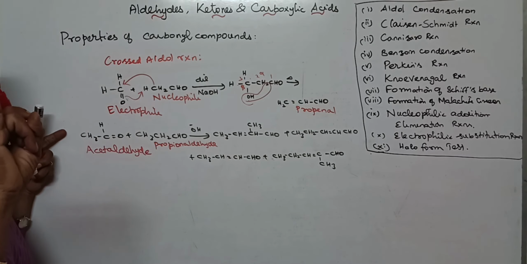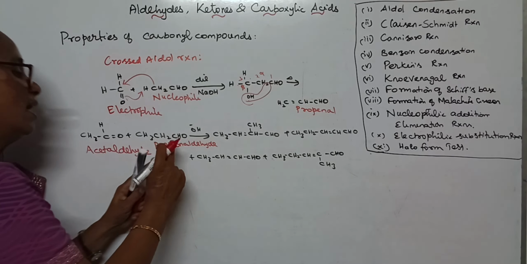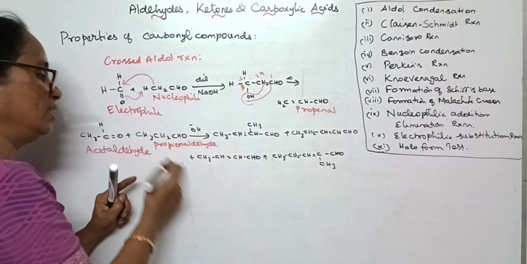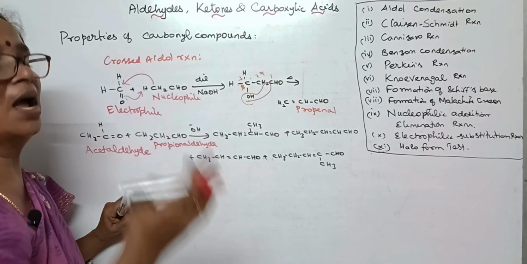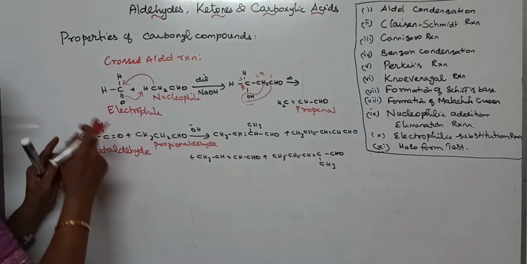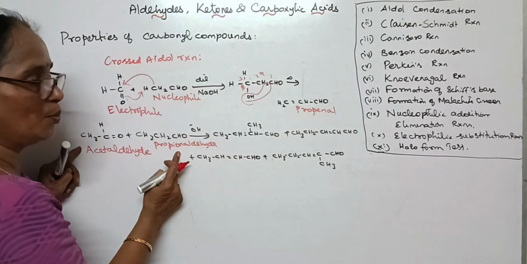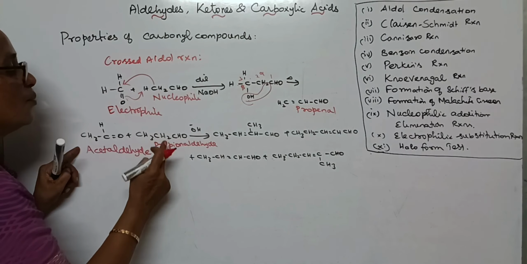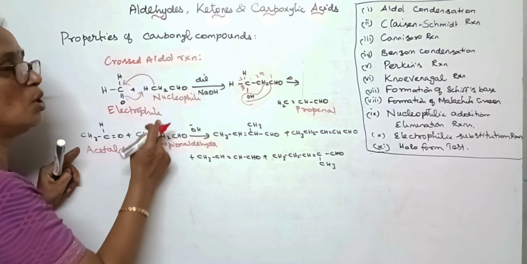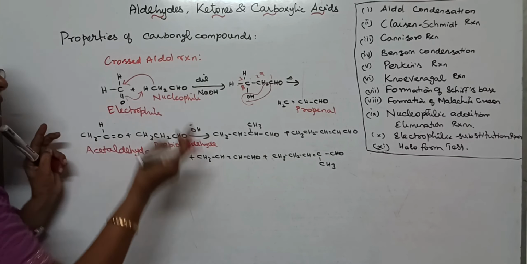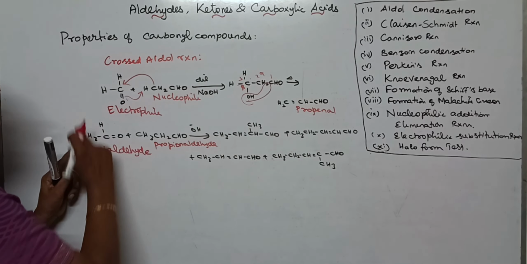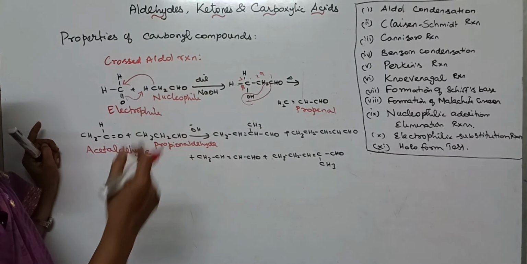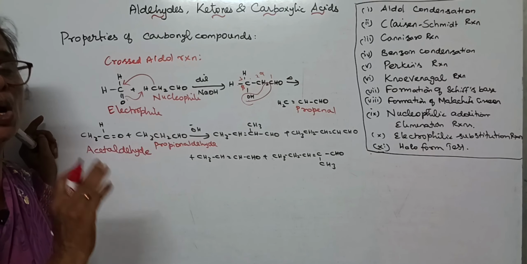So one product will be formed, and propanaldehyde will react with its own propanaldehyde. I will get another product. And the third product, in which acetaldehyde reacts with propanaldehyde, where propanaldehyde will have a nucleophilic site. And in the other case, the propanaldehyde will become the electrophile and acetaldehyde the nucleophile. So there I will get 1 product.